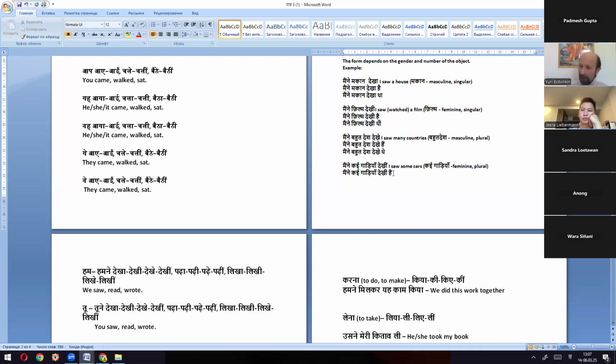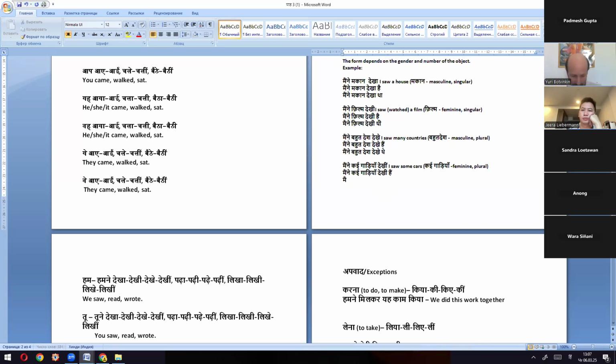If the same thing I'm saying about what happened, for example, day before yesterday, like yesterday I bought a car, but before that I had seen some cars. Right? गाड़ियाँ देखी थीं. Here it will have thi because gaadi is feminine. Feminine, right.